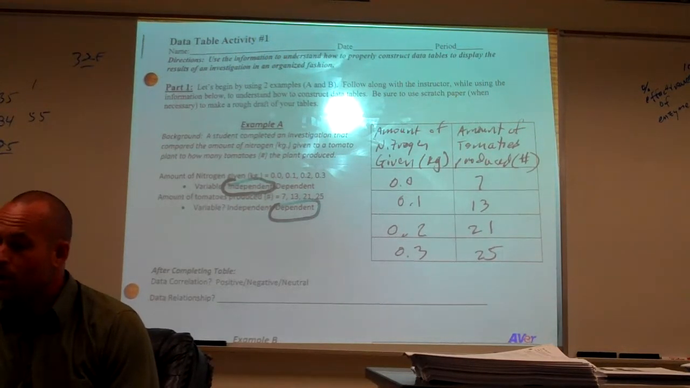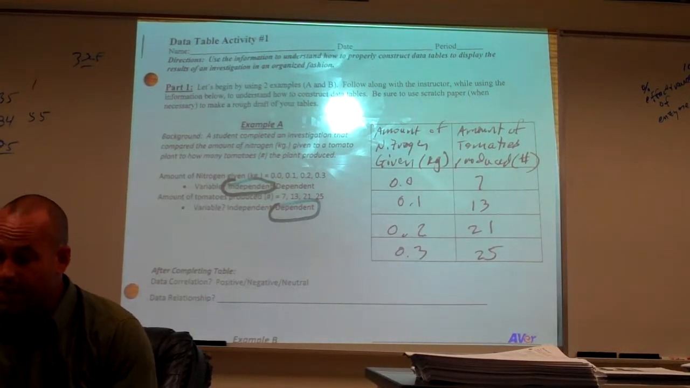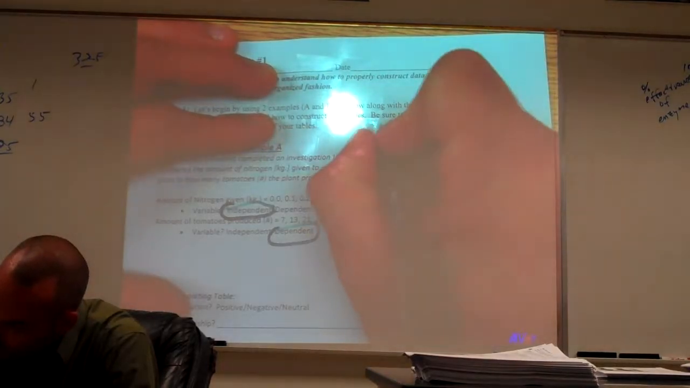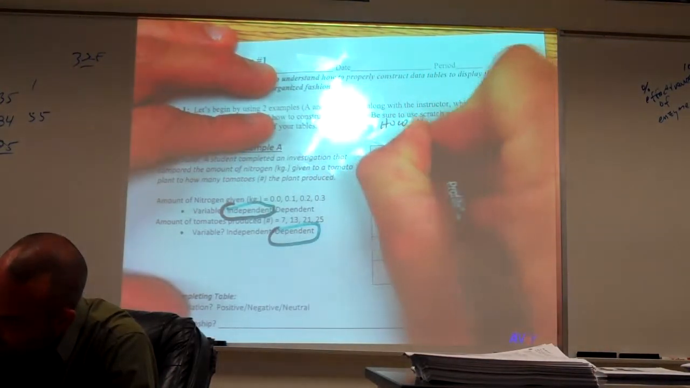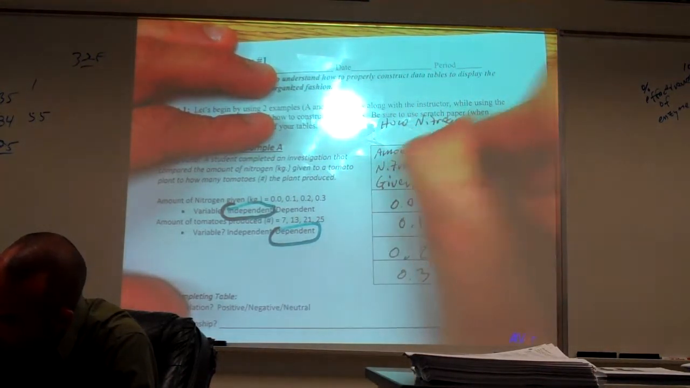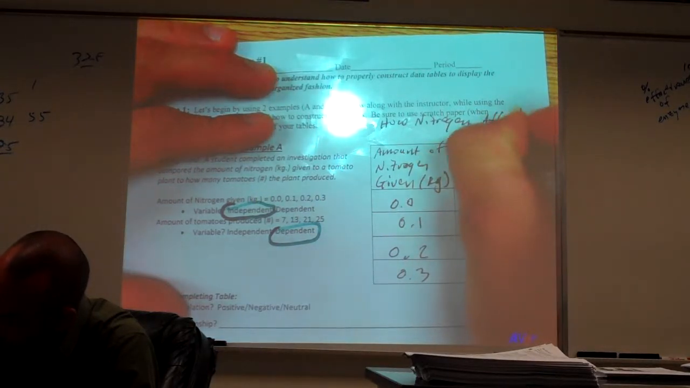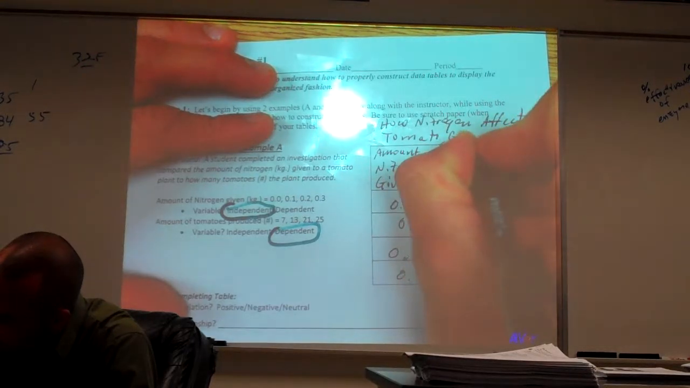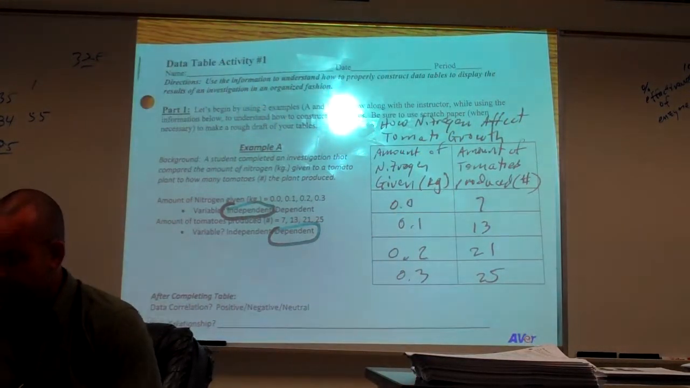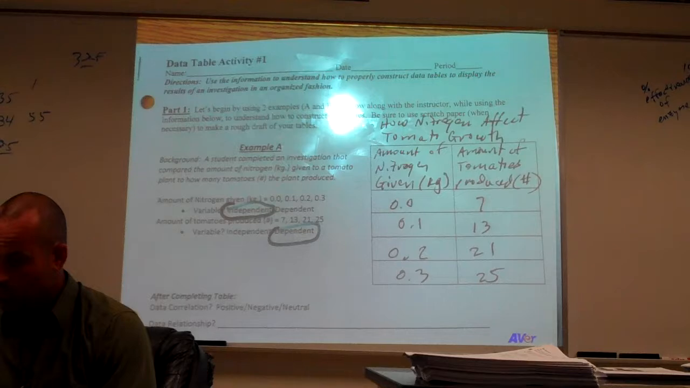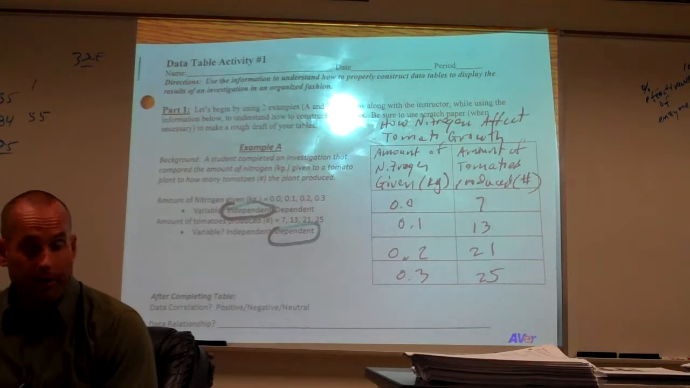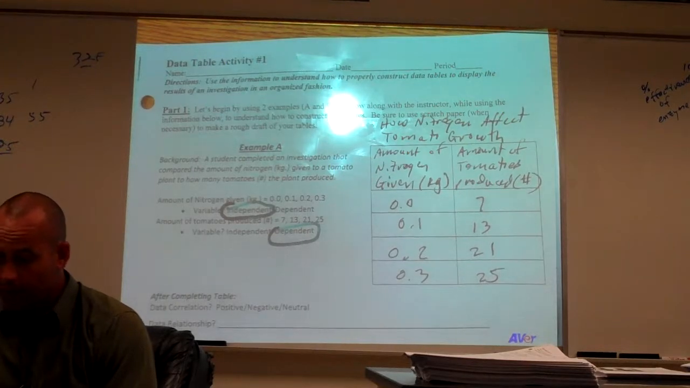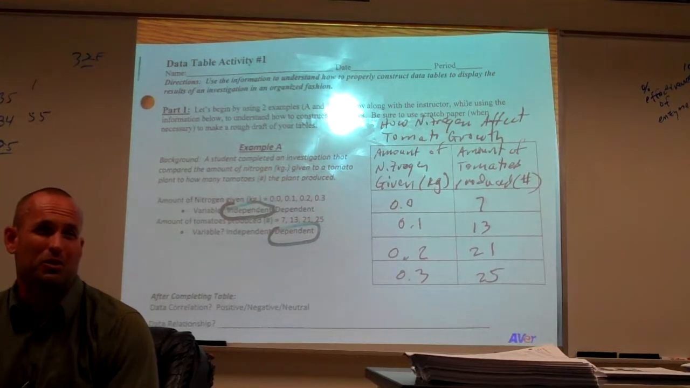Yes, no? Okay. We are missing the title. So just like we put a title in the graph, let's add the title for this one, okay? So we'll put how nitrogen affects tomato growth. Do we have all the elements here? Yes, we do.